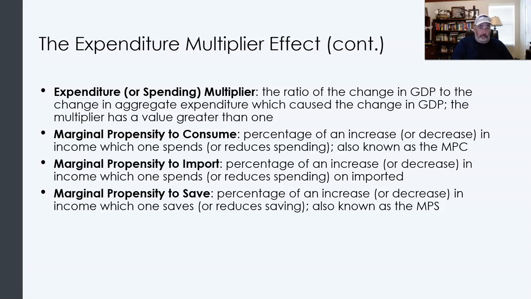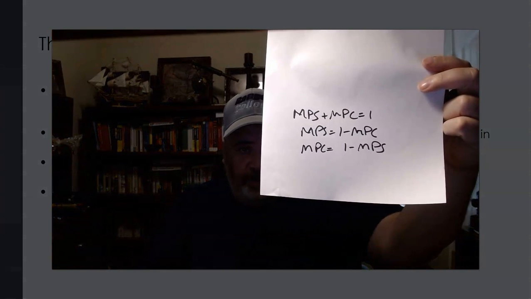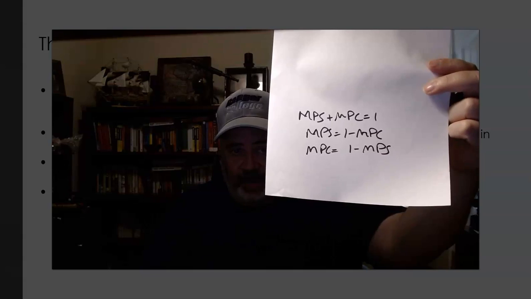This is important, especially when we start calculating this, right? Because MPS plus MPC is 1. If we have any one of those, we can get the other one. Because all we need to do, for example, MPS is now 1 minus MPC. And MPC is 1 minus MPS. So if they give us any one of those, we can calculate the other one. All I did was basic algebraic manipulation, right? No big deal. We know that 100% of your income is going to be either saved or consumed. No way around it. Okay?